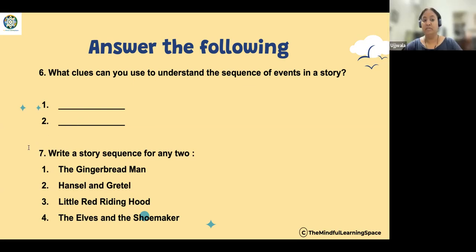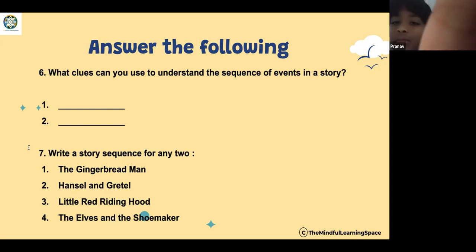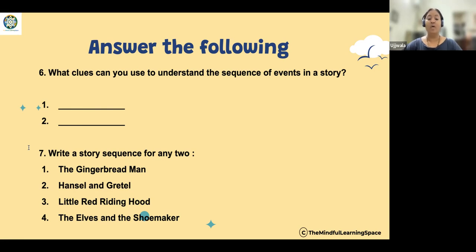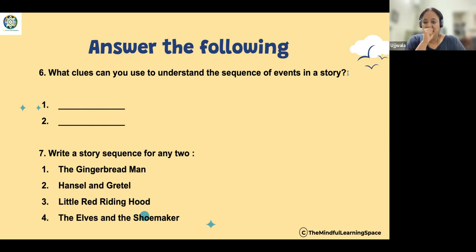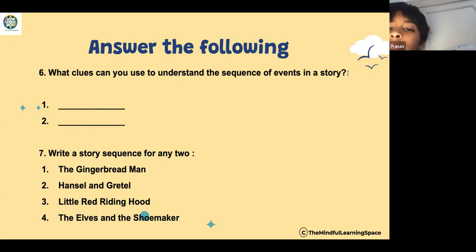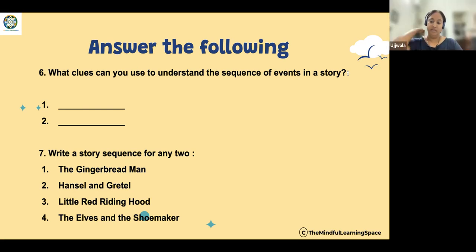Mukund, are you typing? I'm writing it in my notebook. You're writing in your notebook? Okay, then I'll ask you to read aloud. Okay, Pranav. I have to do one more, right? Yeah. I finished my first one. Let me do my second one. Okay, great.